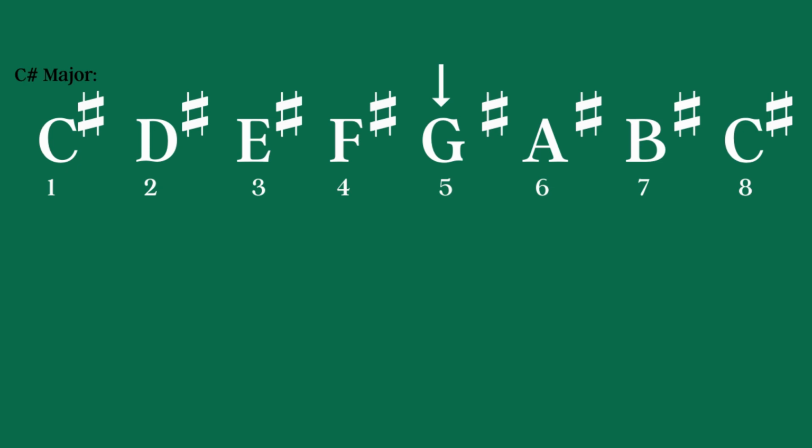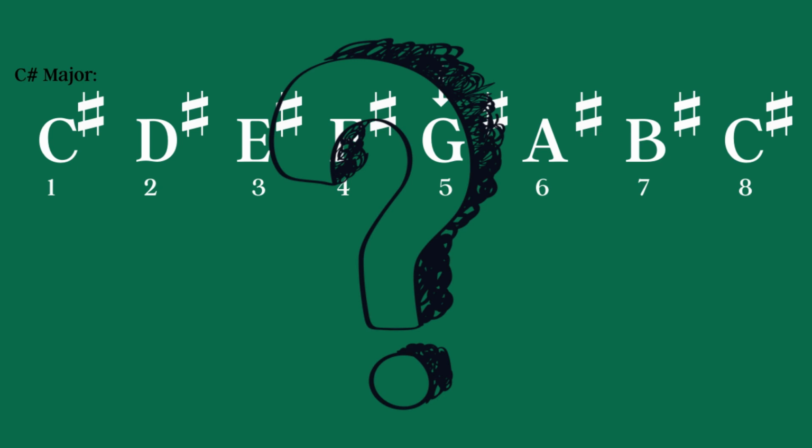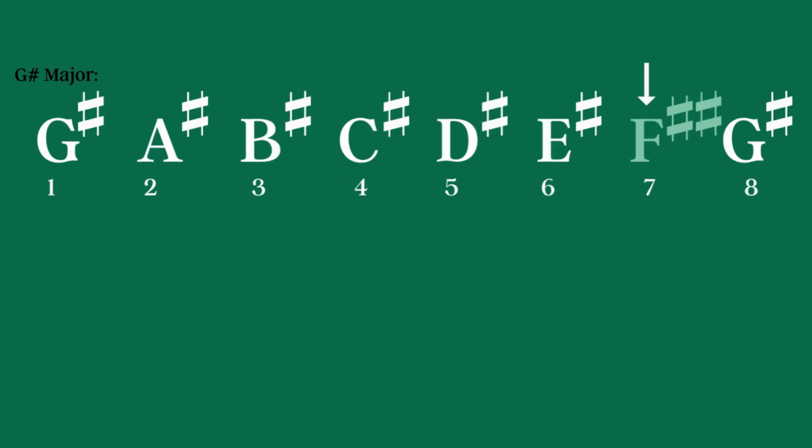Let's continue. We ended on C sharp, so a 5th above that would be G sharp. Except every note in C sharp is already sharp, so how would the key of G sharp look? Something like this. F double sharp is a thing, by the way, and it actually looks like this. But what a nightmare of a key signature.